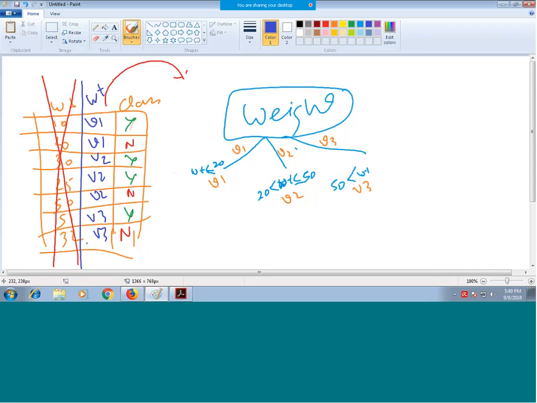Is it clear? From the exam point of view, what kind of question would be asked? I don't know, because only when I make the question paper will I know. Okay, is it clear? I think okay.